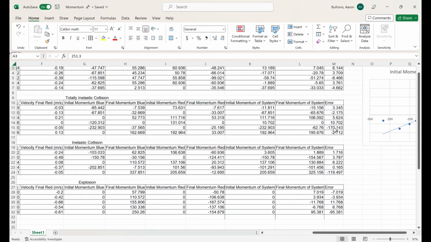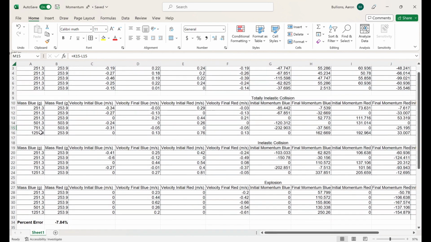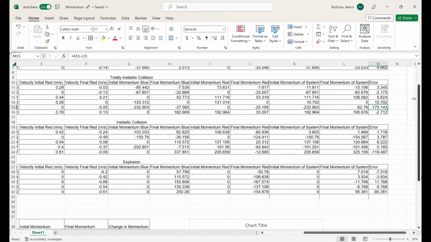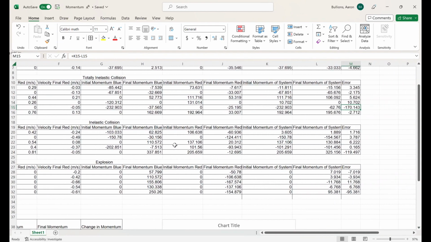Our totally inelastic collision, our first glaring error point is right here on our graph. You can see it's well away from the line. At this data point, you can see there is a high amount of mass involved in the system. It's about 1,250 grams. It's less than this, but it's still a lot of mass, so it could have thrown something off. Then for the inelastic collision, we also have this error point. Again, we had a lot of mass, which could have thrown something off.